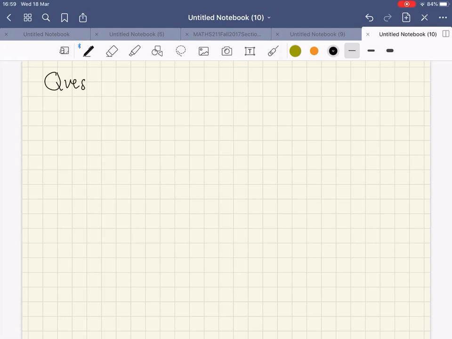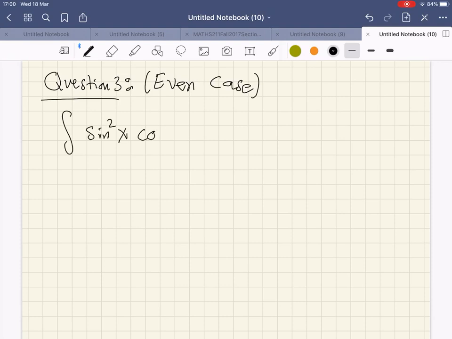Question 3. I will call it the even case. What is the even case? I have the integral of sine square x cosine square x dx. If you notice, the power of sine is even and the power of cosine is even, so both of them are even powers, so we have a situation to handle.